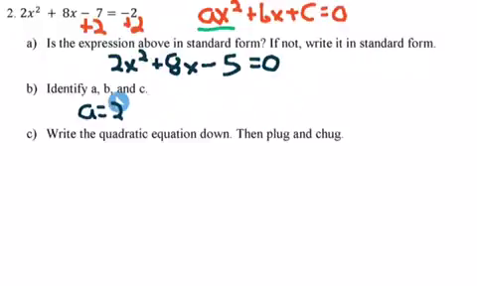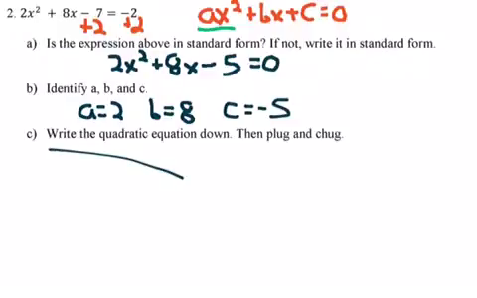Okay. Now, what do you think B is in our expression above? In this case, we know that B is the number in front of the x. So we look at our expression. What number do we have in front of the x? In this case, B is equal to positive 8. Now, finally, what do you think C is in our expression below? So we know that C is the term that does not have a variable attached to it, and the only term that does not have a variable attached to it is this 5. So it's going to be negative 5. Our C in this case is negative 5.